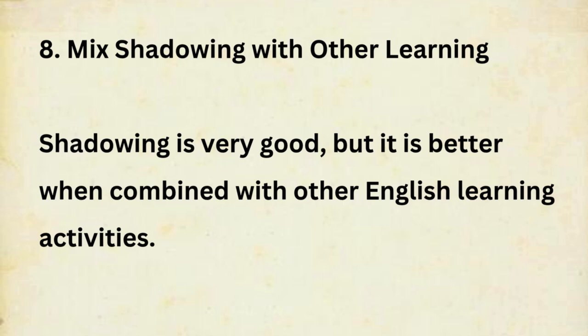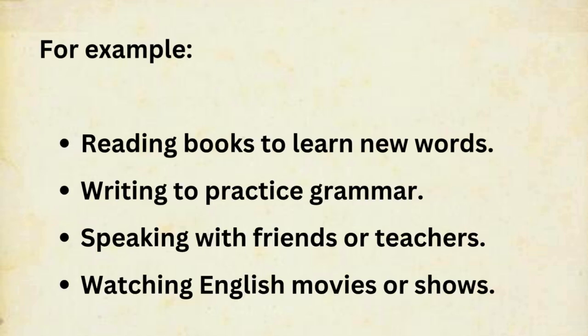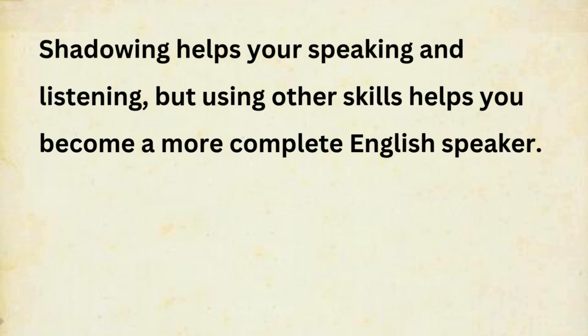8. Mix shadowing with other learning. Shadowing is very good, but it is better when combined with other English learning activities. For example, reading books to learn new words, writing to practice grammar, speaking with friends or teachers, watching English movies or shows. Shadowing helps your speaking and listening, but using other skills helps you become a more complete English speaker.